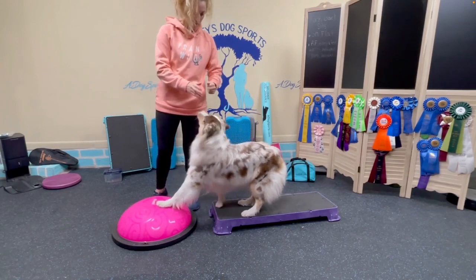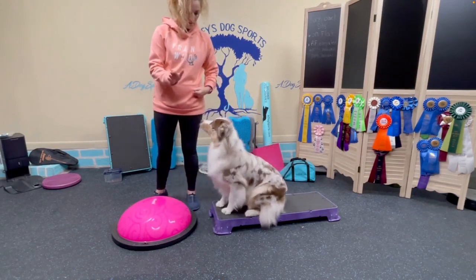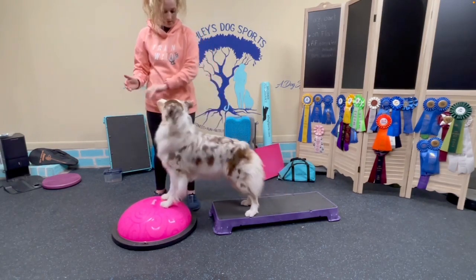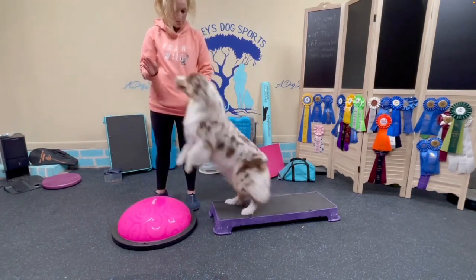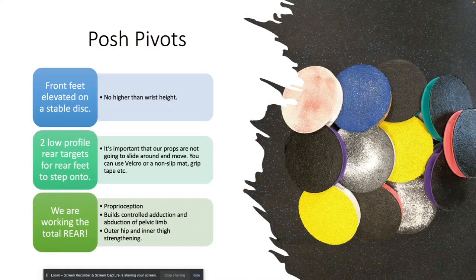And you were looking for when they land with their front feet, they're not having to shift their feet all about. As our dog is adducting and abducting around with their front feet elevated, we want them to have something to target their rear feet on.